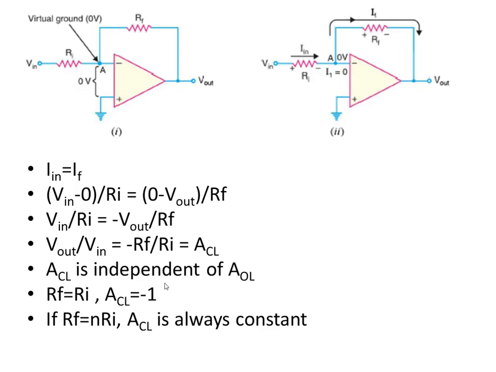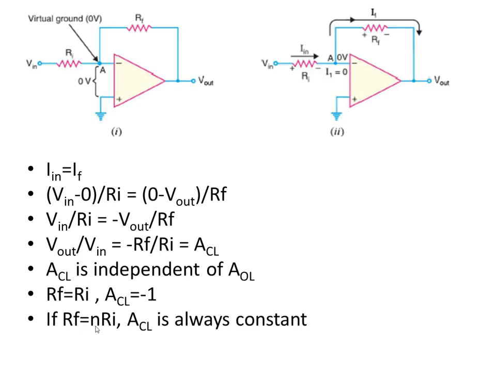So this is all about an inverting amplifier. The equation for gain is minus RF by Ri. Here the minus sign indicates that the output voltage is out of phase with the input voltage because it is an inverting amplifier. Clear? Now let's take another condition also.